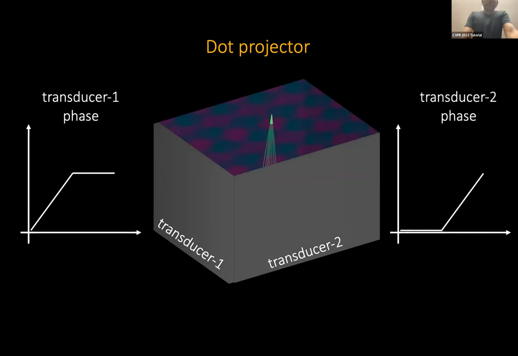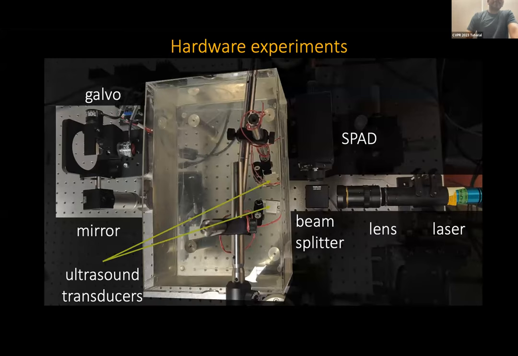So this is the main idea. We built the prototype with a laser here and a SPAD LiDAR detector. Both of them are co-located with the help of a beam splitter. And this is how our beam steering technique looks. It's a bunch of transducers inside water, that's all. This will help us steer the beam. We also added a galvo mirror so that we can have a one-to-one comparison between both these techniques.